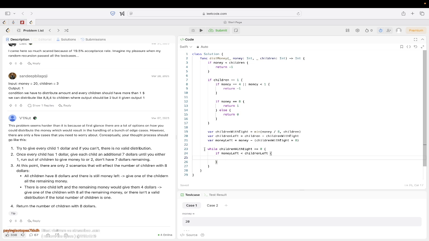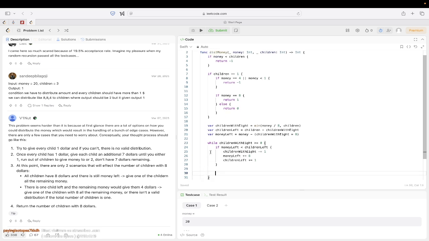Since we're looping, our children were 8. We have to reduce that because they can't have 8 anymore because it won't work. So we can do minus equal 1. Then we add some money back to our pool. And then we add some children back. Okay, so we don't have enough money for the remaining children, so we need to reduce.